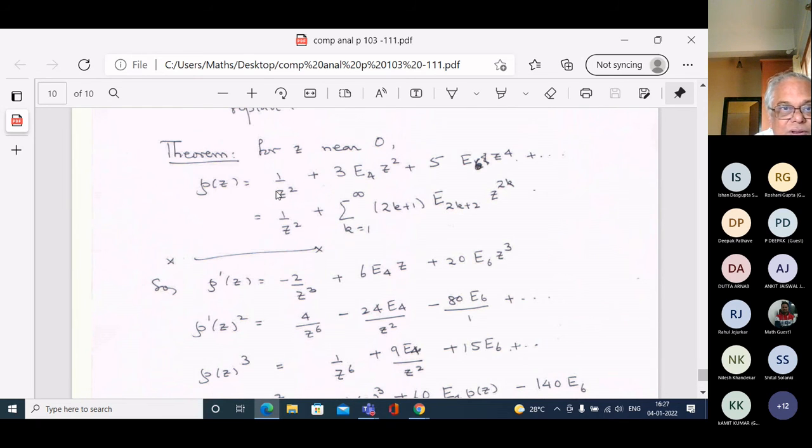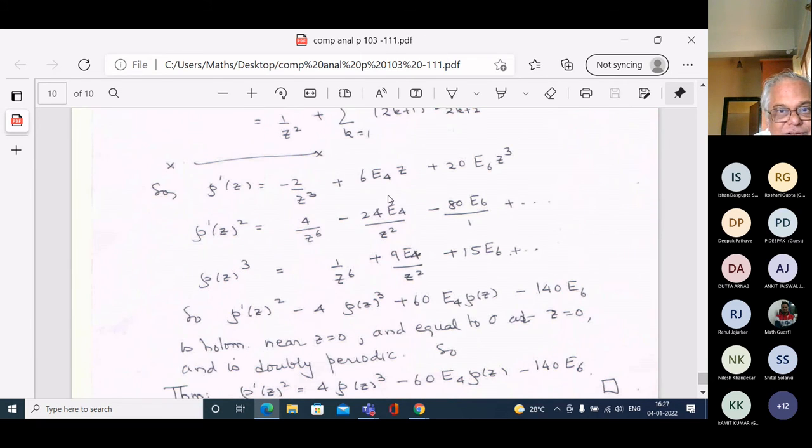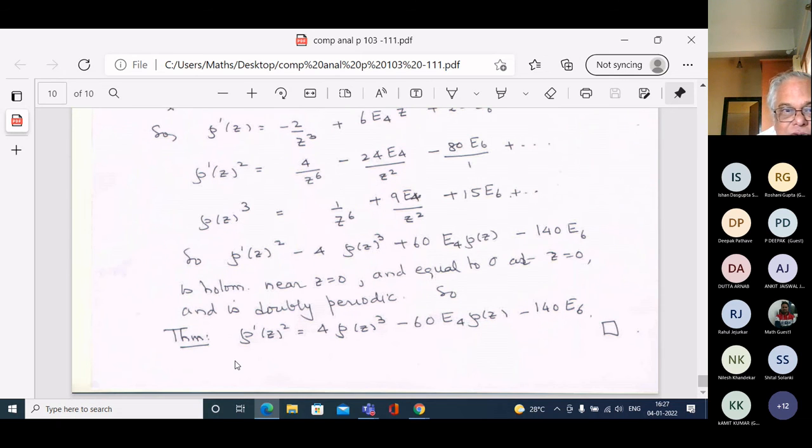So this actually, I'm not telling you what the proof is, but the point is you can expand Pz out near 0. Okay. I haven't told you what E4 and E2k plus 1 are. And using this, look at P prime squared, and P cubed, you will finally get a relation of this kind. And again, this relation, these numbers, 4, 60, and 140, these numbers turn out to be important.